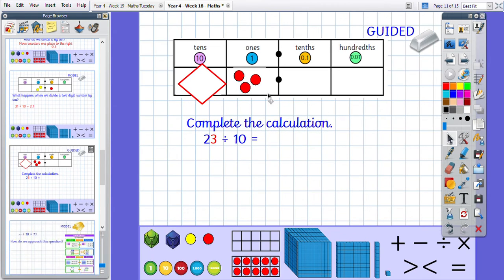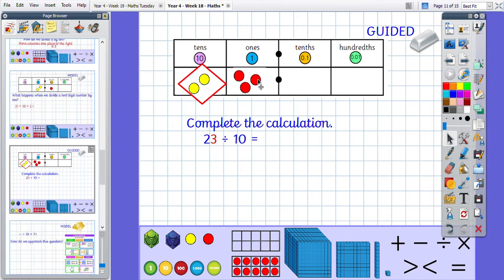Okay, now the counters show 3 ones, but I can't see my tens. So I can pop in my tens now because I know I have 2 of them, because my number sentence is helping me. Okay, so my number is now represented correctly, 23. 2 tens, 3 ones. So now I need to divide this number by 10.